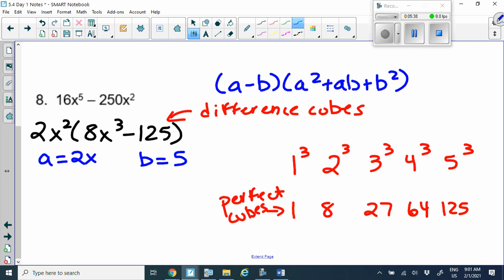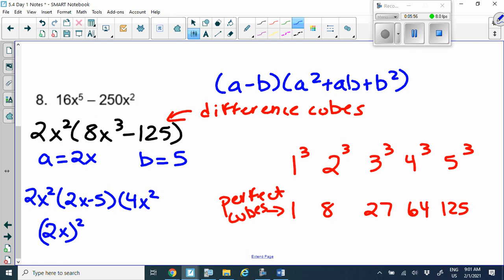Don't forget to bring down the 2x squared, because we need to have that as part of it. So our a minus b is going to be 2x minus 5. And then a squared. Now when we do a squared, you need to do 2x and square that whole thing. So that's actually going to give us 4x squared. We do 2x times 5 to give us 10x. And then our last one is 5 squared, and that's going to give us 25.